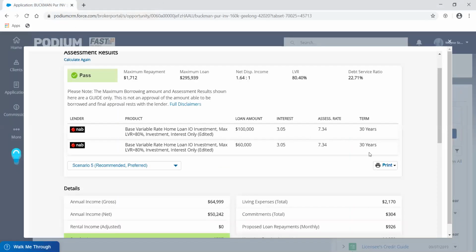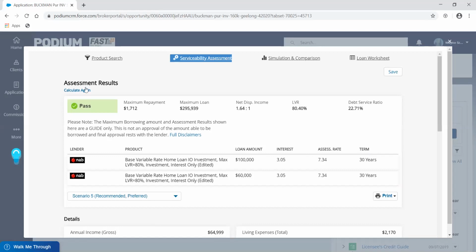So we're back in here. We can do a calculate again if we had some parameters that weren't quite right, or we forgot a liability, or we wanted to adjust the loan amount, whatever it may be. But I would normally save here.